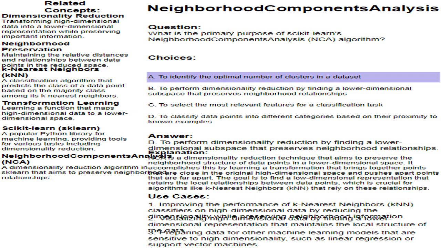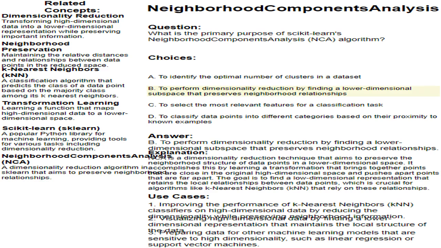A. To identify the optimal number of clusters in a dataset. Incorrect. This is the purpose of clustering algorithms like k-means, not NCA. NCA focuses on preserving neighborhood structure, not finding clusters. Clustering algorithms: customer segmentation, grouping customers based on their purchasing patterns, demographics, etc. to tailor marketing campaigns. Imagine you have a dataset of customer purchase data, each customer represented by their purchase history. Clustering can help you find groups of customers with similar buying habits.